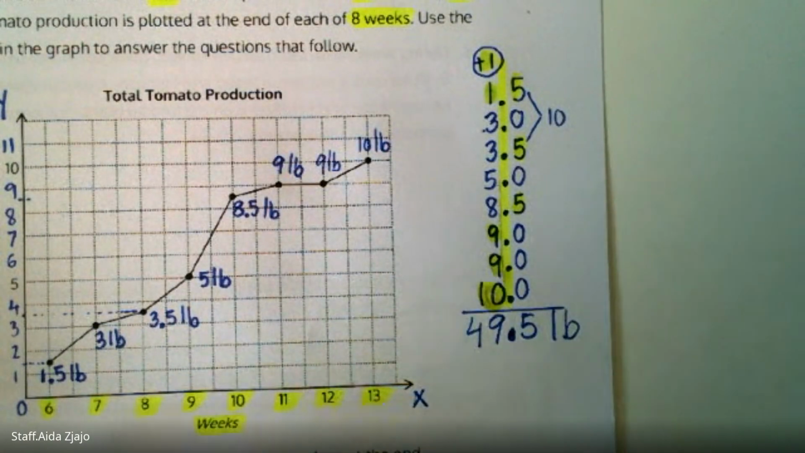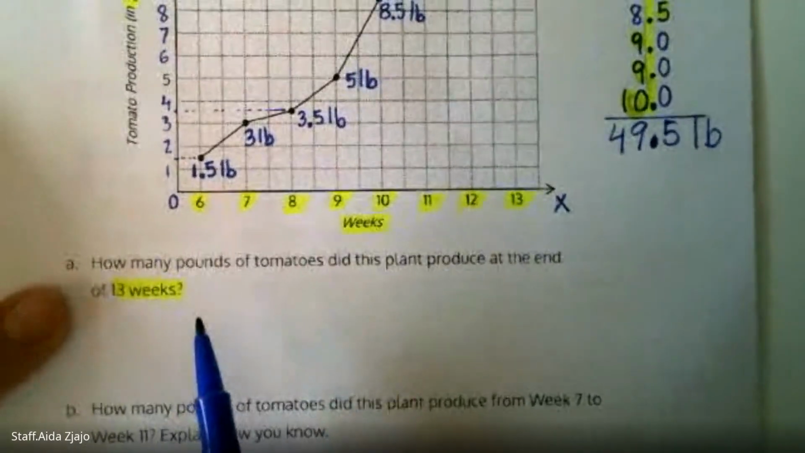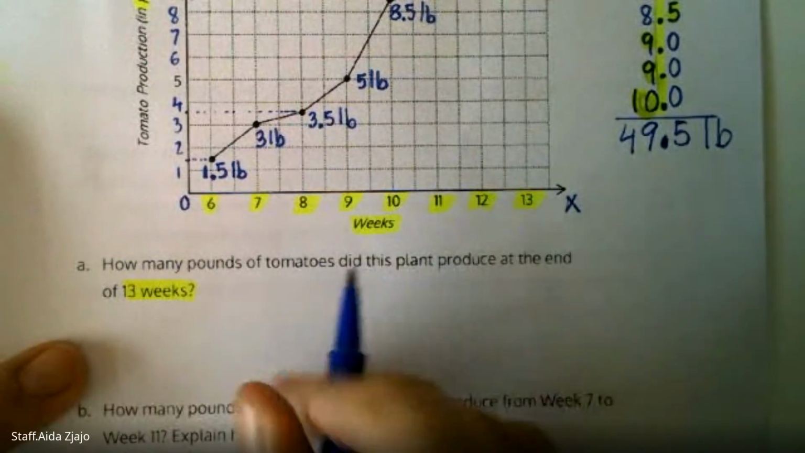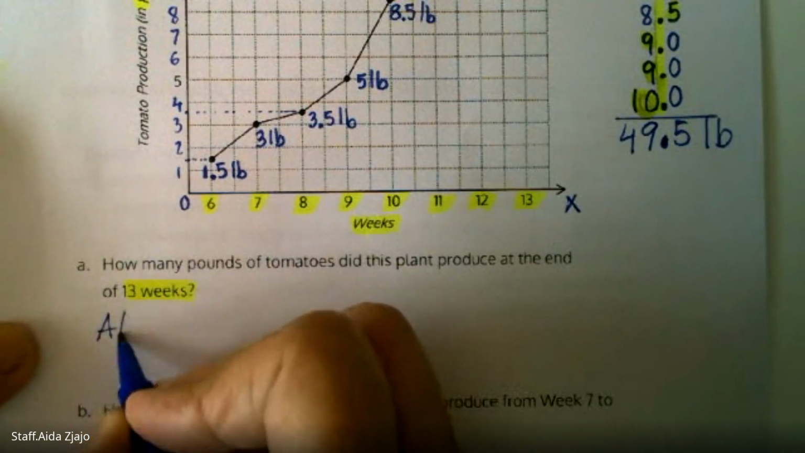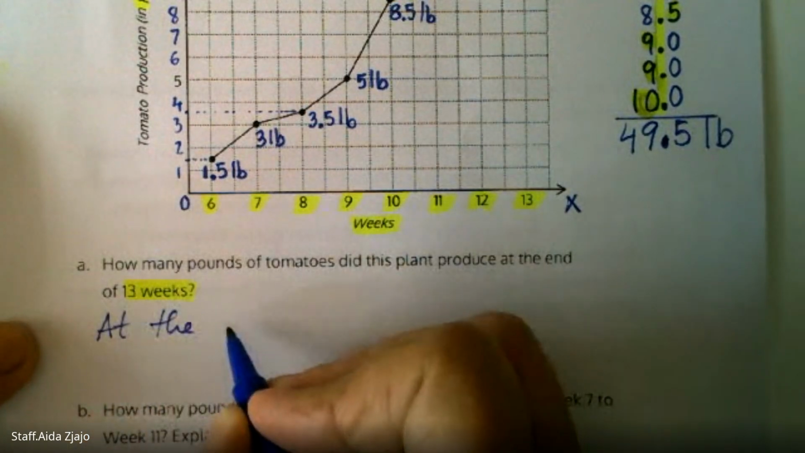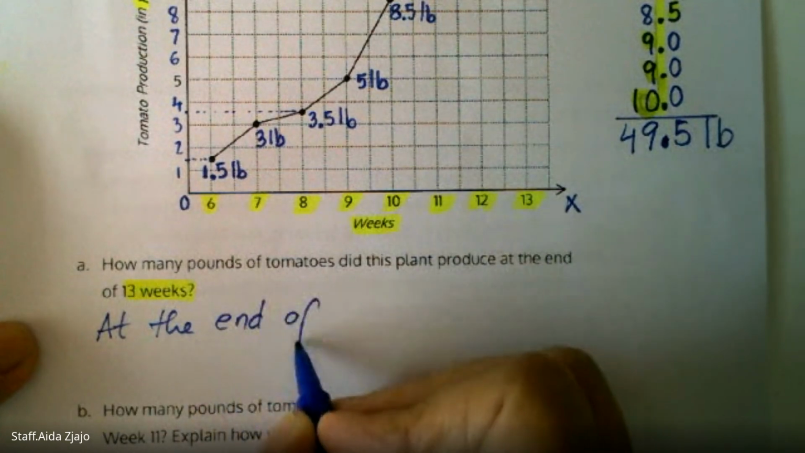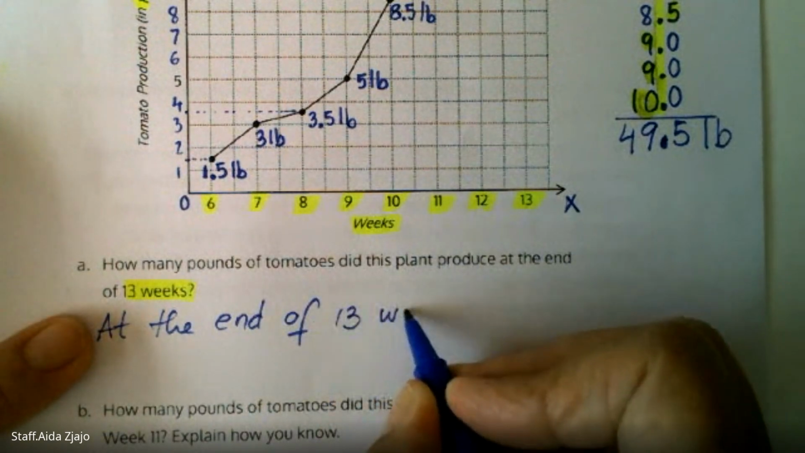So here it is. How many pounds of tomato did the plant produce at the end of 13 weeks?